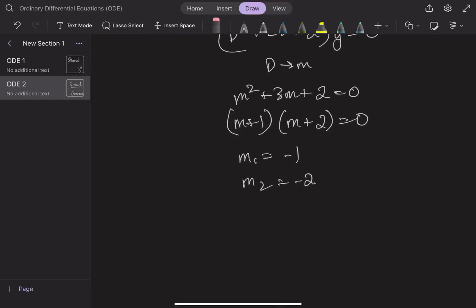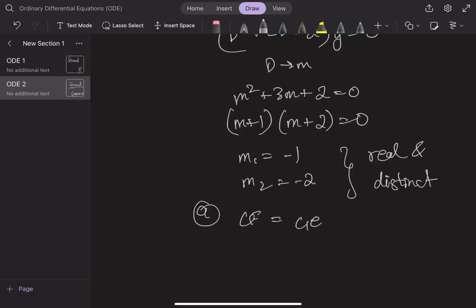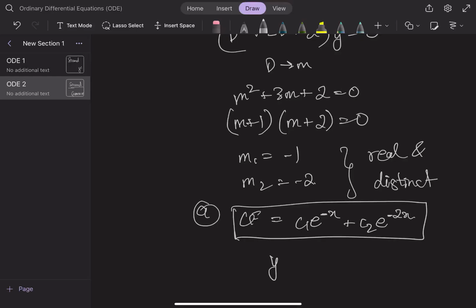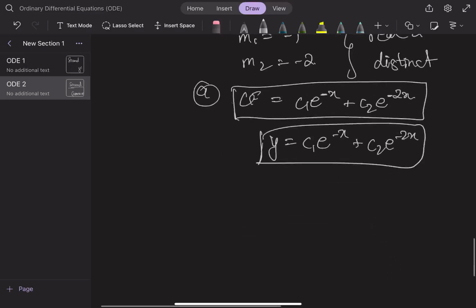So this is your first scenario, right? Scenario number A that we saw, because the roots are real and distinct. So your CF becomes C1 e raised to minus x plus C2 e raised to minus 2x. This is your solution. This is also the solution to the actual DE as your PI is equal to 0. So this is the solution.